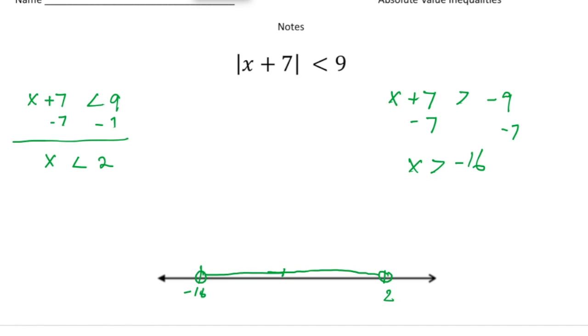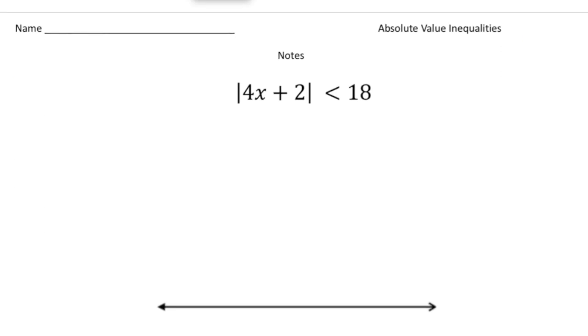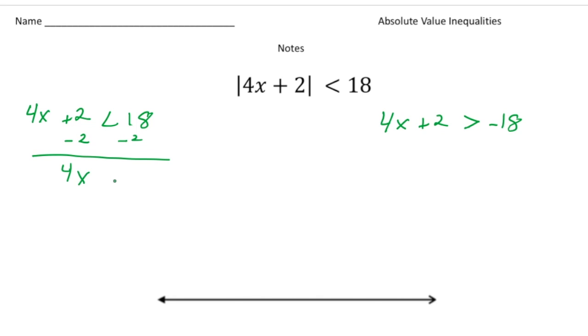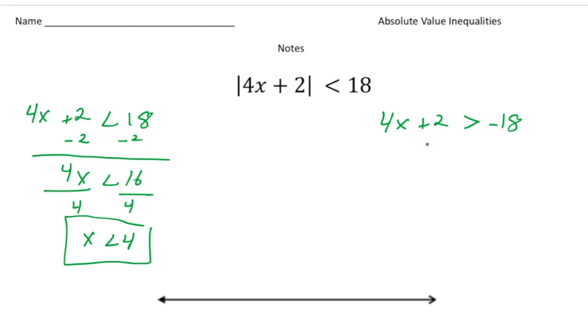Alright, let's do one more together here. Alright, here we have the absolute value of 4x plus 2 is less than 18. Alright, so our first inequality is going to be 4x plus 2 is less than 18. And our second one is going to be 4x plus 2 is greater than negative 18. So I'm going to take away 2 from both sides for this one. And we get 4x is going to be less than 16. Divide both sides by 4. And we get x is going to be less than 4. That's our first solution.